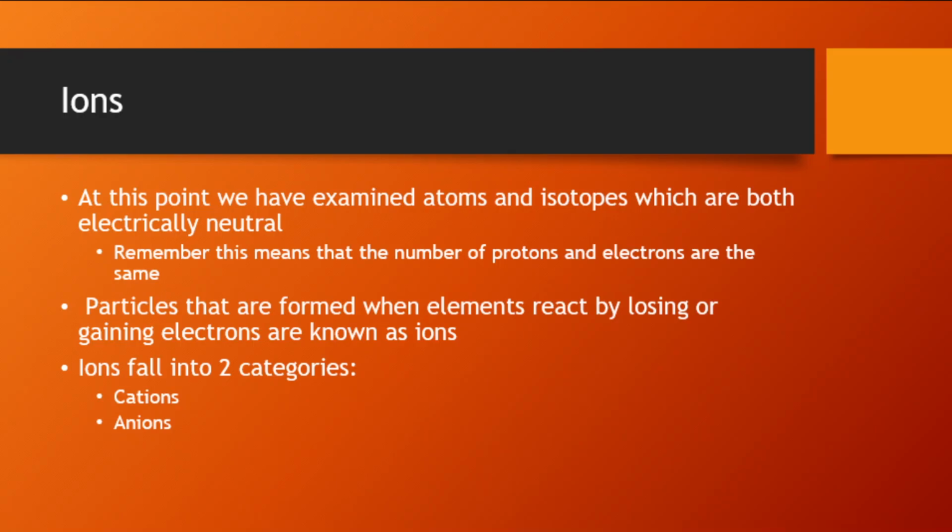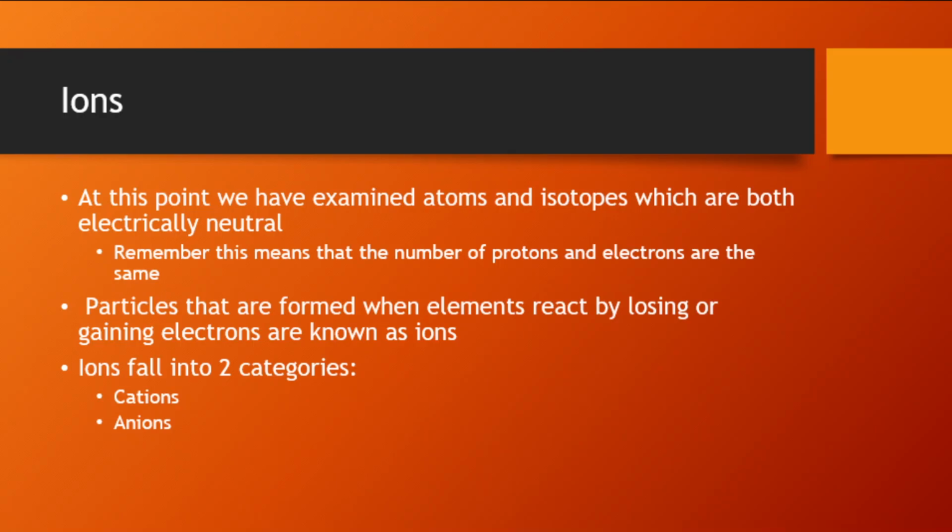So as you can see here, an ion is a particle that gets formed when elements react by losing or gaining electrons. So that means that in order for an ion to form, the atom has to either gain an electron or it has to lose an electron, okay?